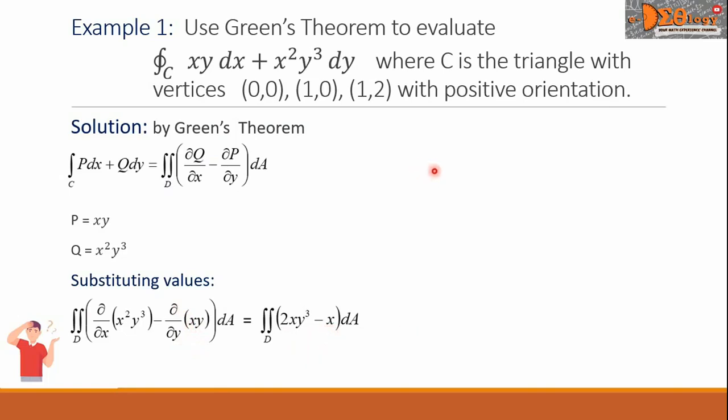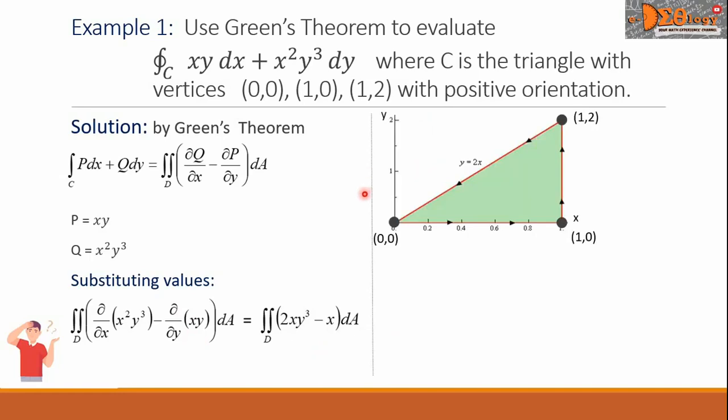Now let us draw the triangle. The vertices are (0, 0), (1, 0), (1, 2). Take note here that the line corresponding to the hypotenuse has the equation y equals 2x. We can get this equation using the two-point form of the line. We can observe here that x is between 0 and 1, while y is from 0 to 2x.